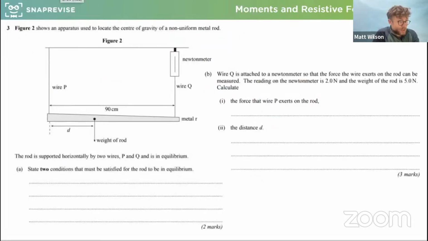Let's start with this one. Awesome. So this is figure 2. It shows an apparatus used to locate the center of gravity of a non-uniform metal rod. Okay, figure 2. Yeah, so we see a non-uniform rod. We see a couple of wires that are holding it up. We see a Newton meter. The rod is supported horizontally by 2 wires, P and Q, and is in equilibrium. State 2 conditions that must be satisfied for a rod to be in equilibrium.